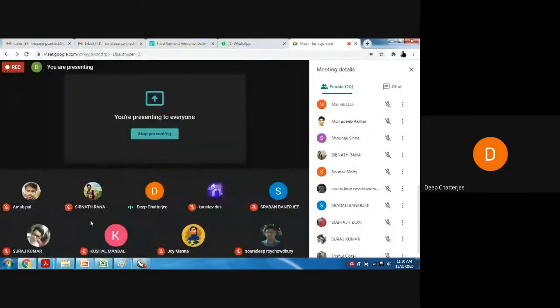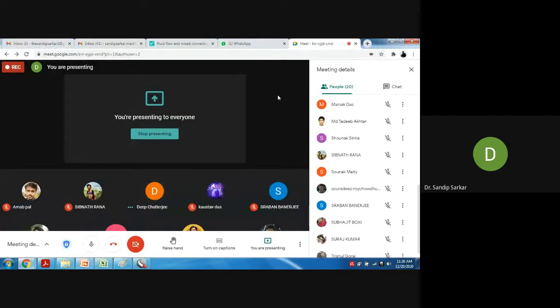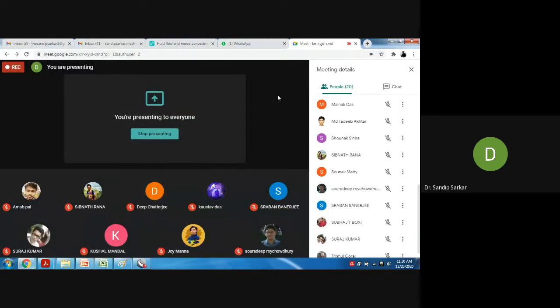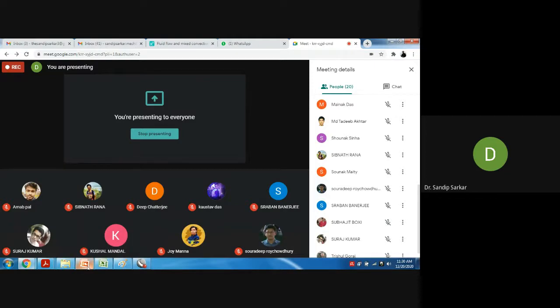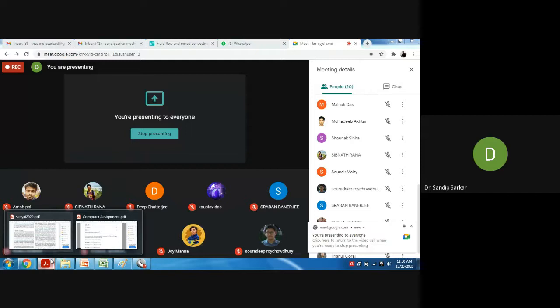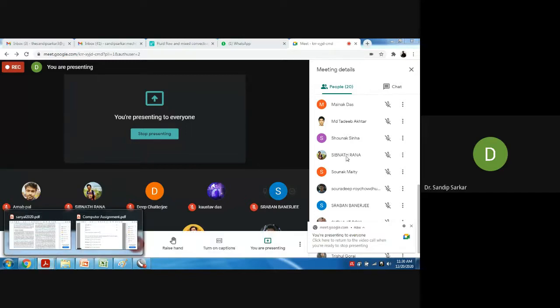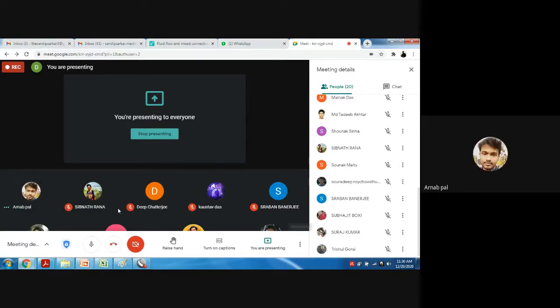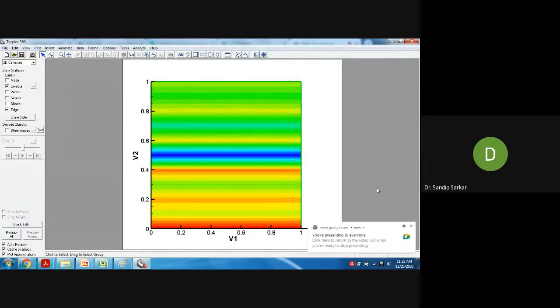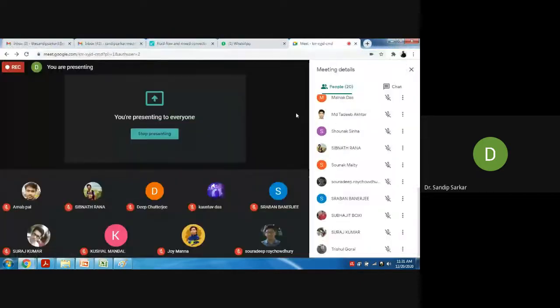Yes, sir. I think everybody has to use this. Everybody has to follow this procedure for generating the post-processing results. Okay, I think this is clear now. Any doubt, Shivnath, Arnav, or anybody? No, sir. Okay, now you can use this. Let me close it. There is no point in keeping it open.